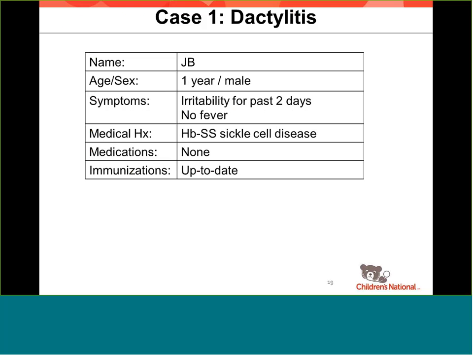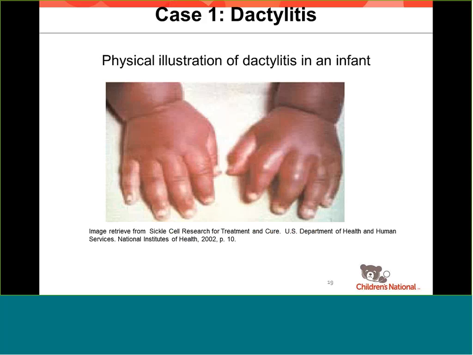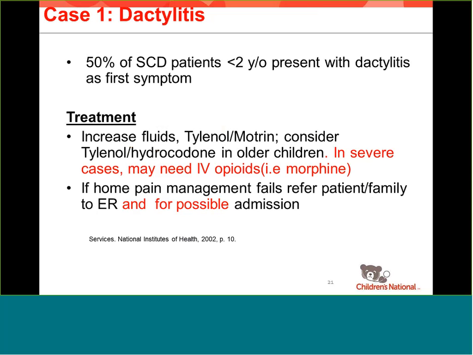So to give an example, a case of dactylitis, 1 year of age. A 1-year-old patient with sickle cell disease with irritability for the past 2 days. This is a common look for dactylitis, so this is one of the things in terms of warning signs, kind of jumping in and out a little bit. You can see the swollen digits, phalanges between the fingers. Some kids have kind of pudgy hands, but you see a change and they don't want to move their hands as an example of that.